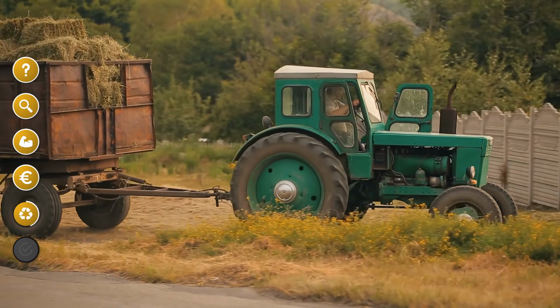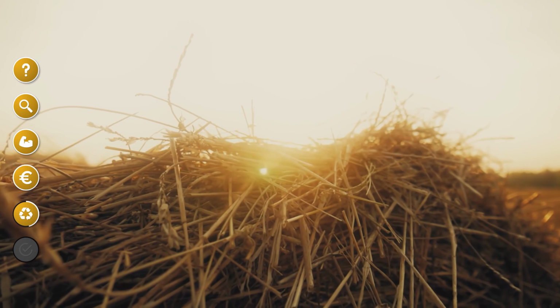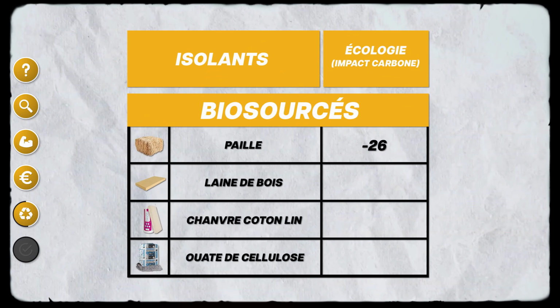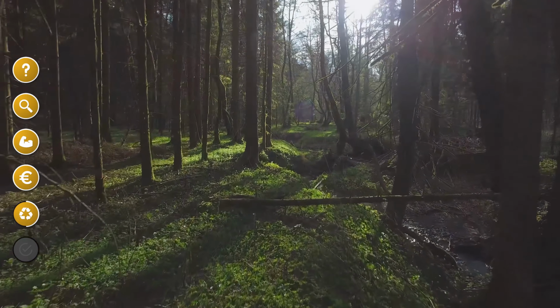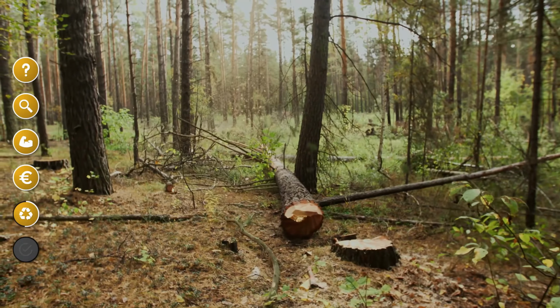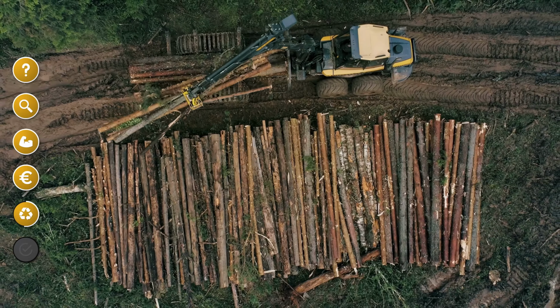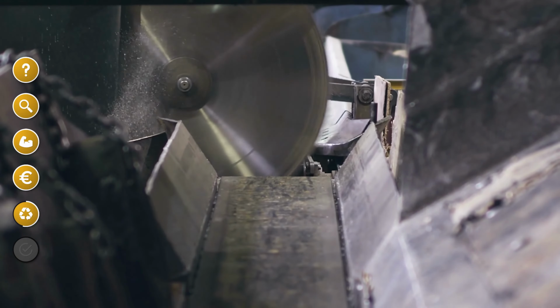So all of this combined means that straw absorbs more CO2 than it emits in the process of making this insulation. For wood fiber insulation, the carbon impact is -16. Just like with straw, wood stores carbon and wood can be sourced locally. The carbon impact is probably not as good as straw because it requires more processing steps, so more energy consumption, and therefore, once again, more CO2 emissions.